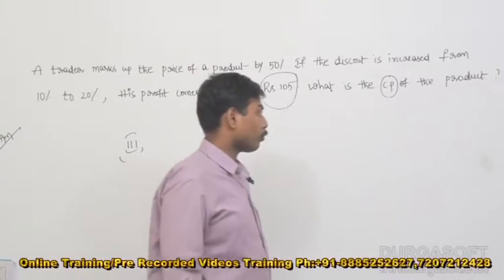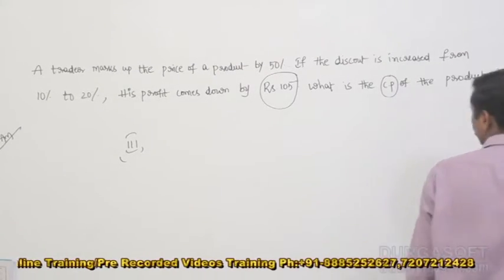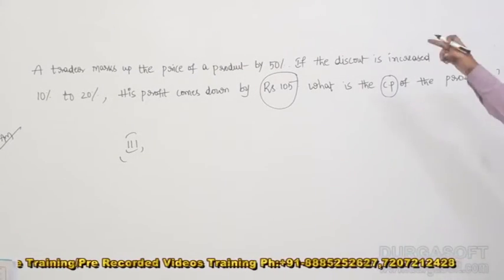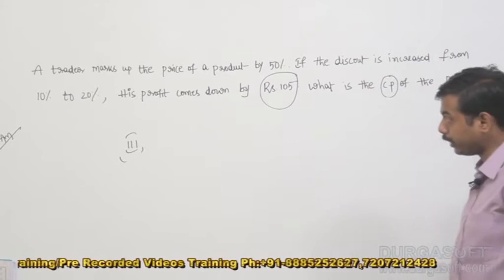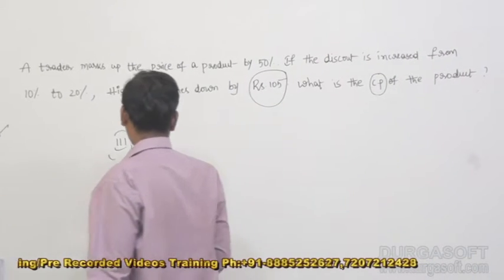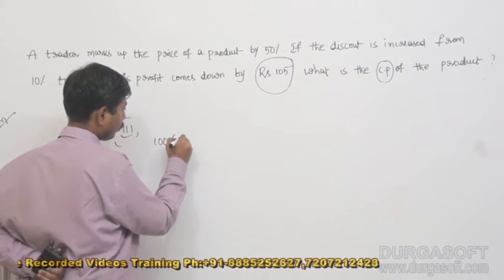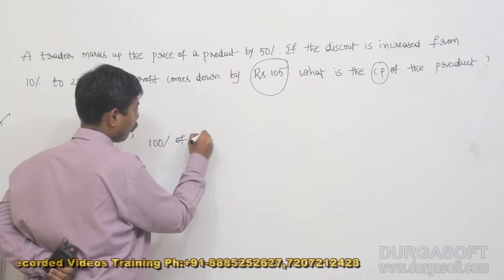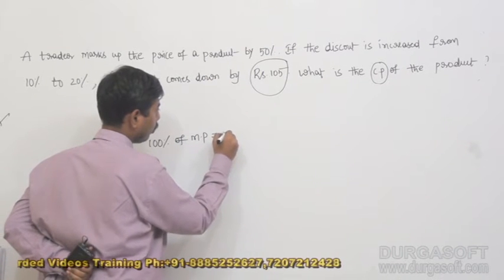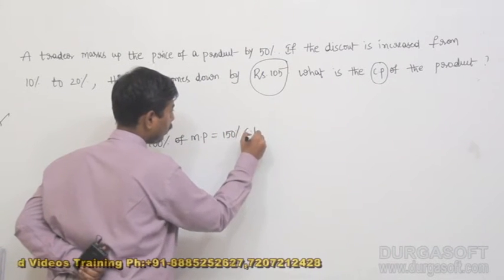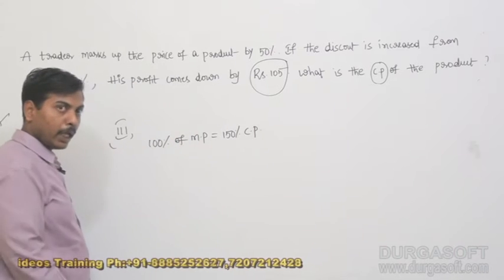We are ready to talk about one more method here. Mark price of an article is how much percentage of the cost price of an article here? 100%. That means 100% of the mark price of an article equals 150% of the cost price of an article.